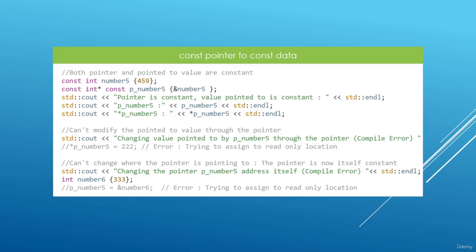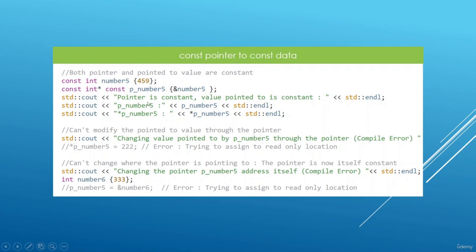Okay, another thing we can do is set up a const pointer to const data, and this is really interesting. If you look at the syntax here, we have a const int star const, and this is how you say it. The const in front is saying that it is a pointer to const, and the const after the star is saying that it is a const pointer.